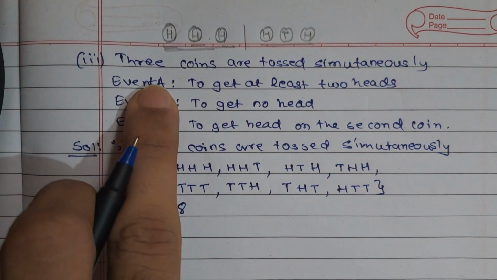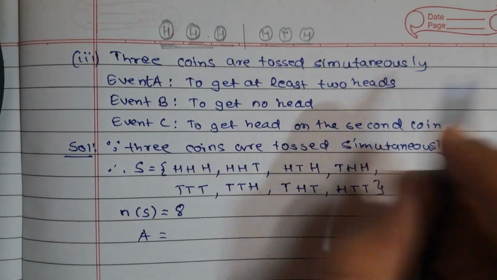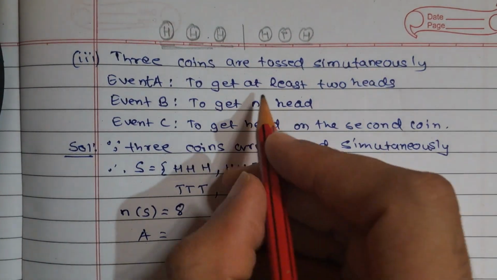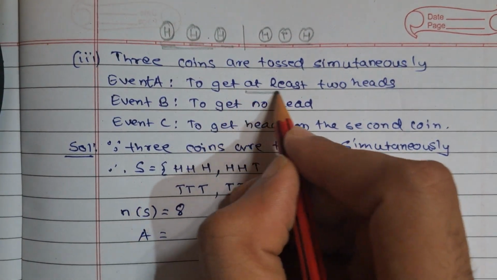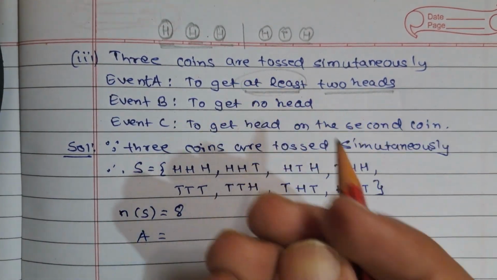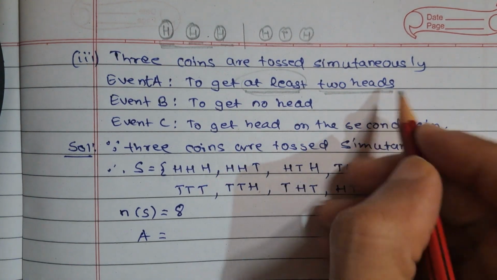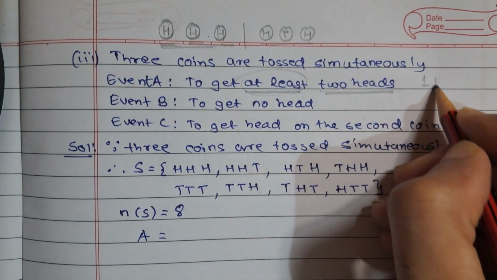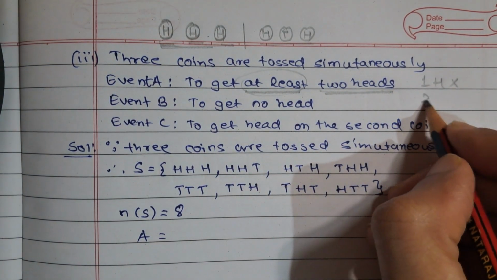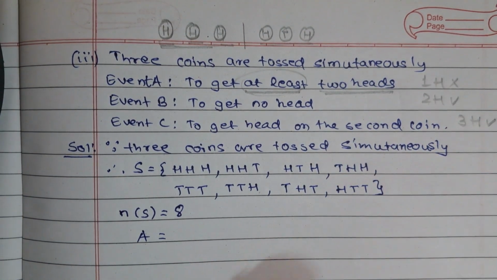Now let's look at the first event, event A. What does event A say? To get at least 2 heads. First of all, we have to understand this phrase, at least 2 heads. At least means minimum. You should get at least 2 heads, which means 1 head will not do. 2 heads, okay, it's fine. What about 3 heads? Is it fine? Yes, it is.